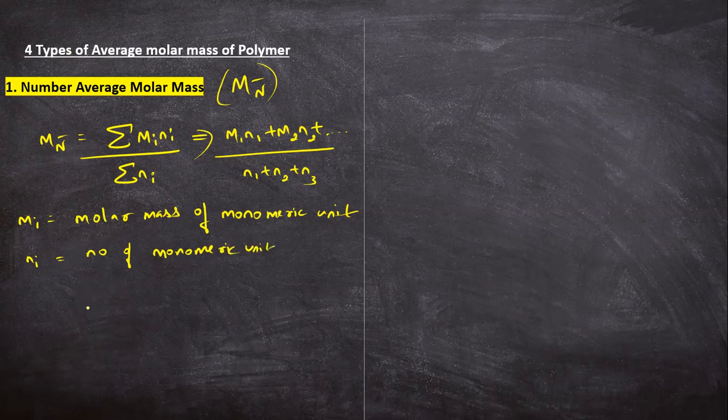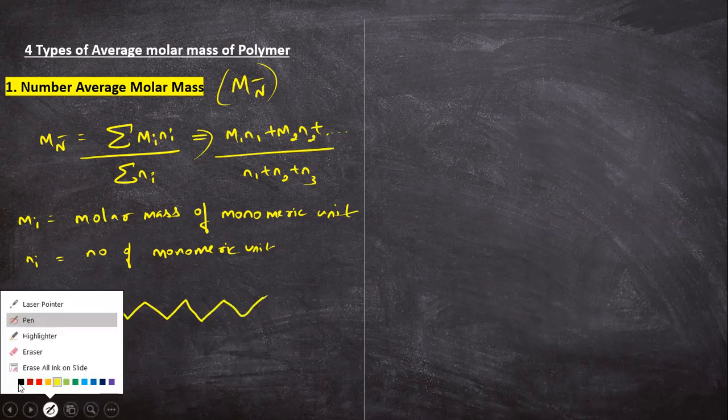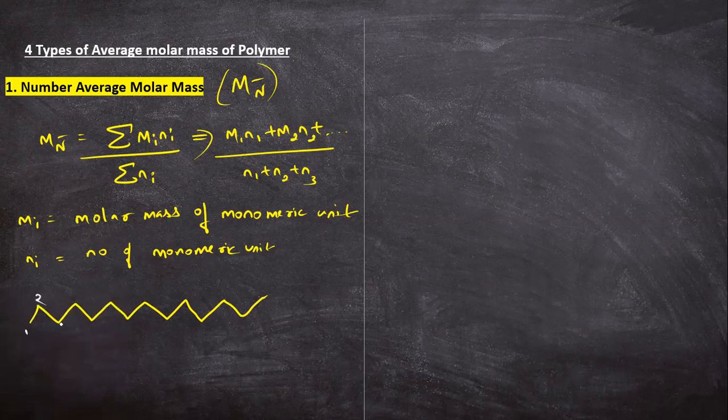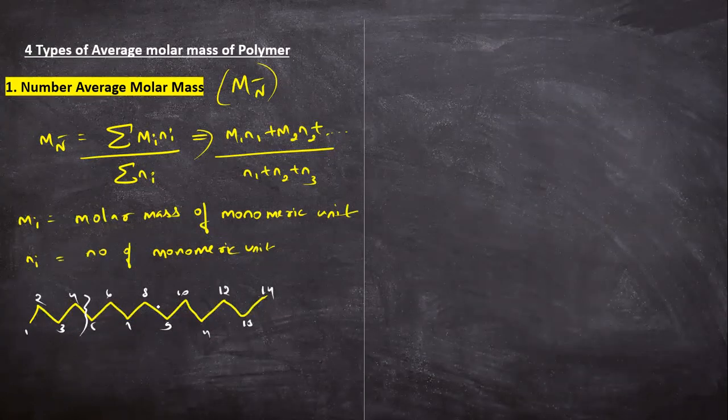So let me explain by taking one polymer. Yeah, this is a polymer. One, two. These are the monomeric units. 1, 2, 3, 4, 5, 6, 7, 8, 9, 10, 11, 12, 13, 14. I said this one won't exist like this generally, so it will be in bracket form. 1, 2, 3, 4, 1, 2, 3, 4, 1, 2.